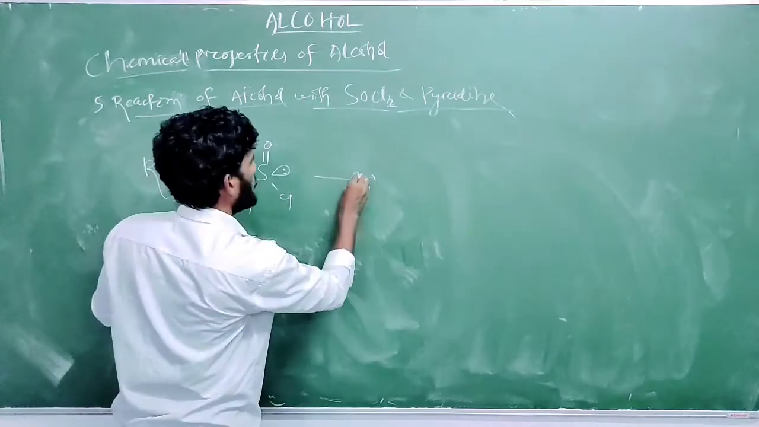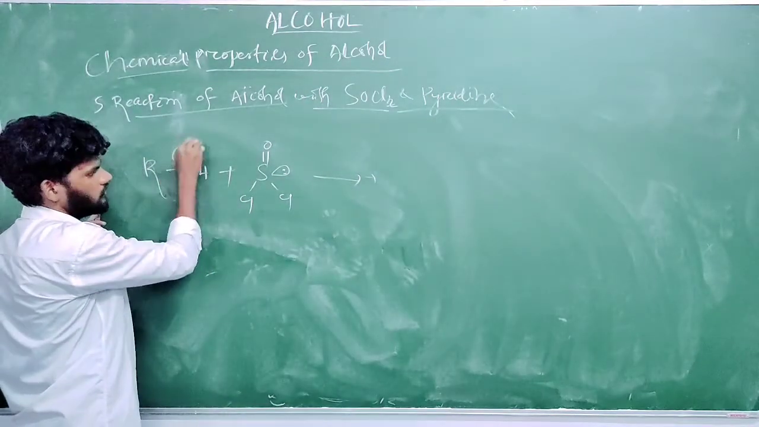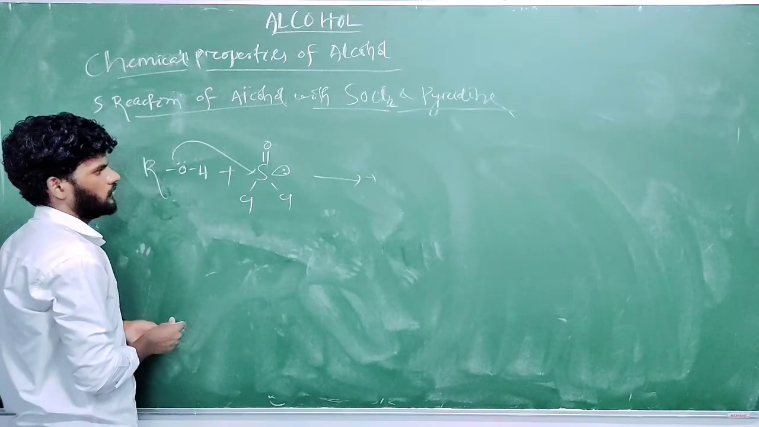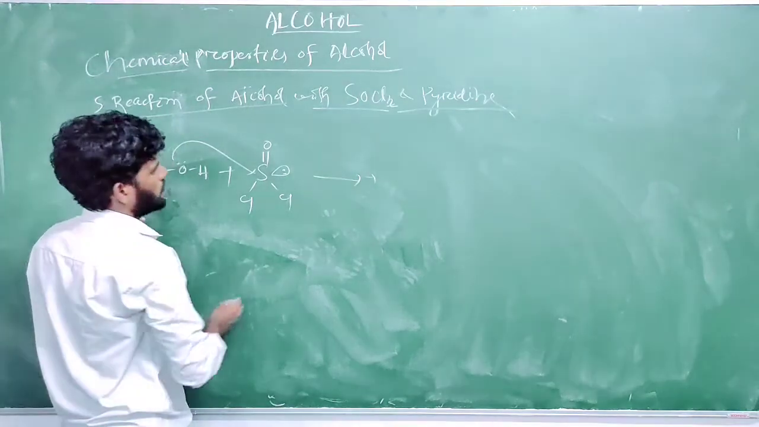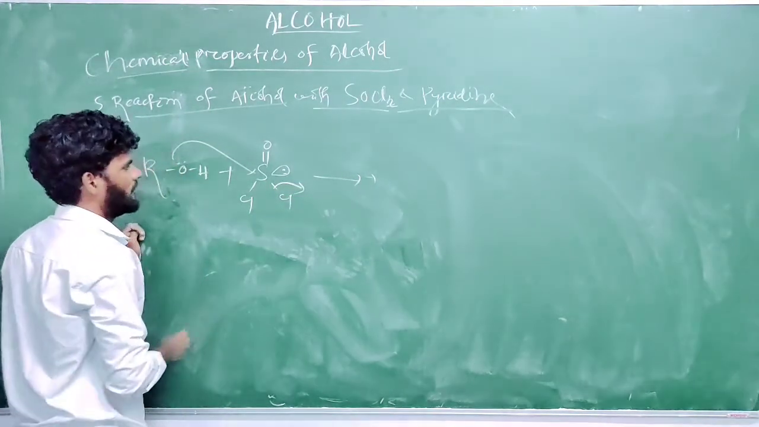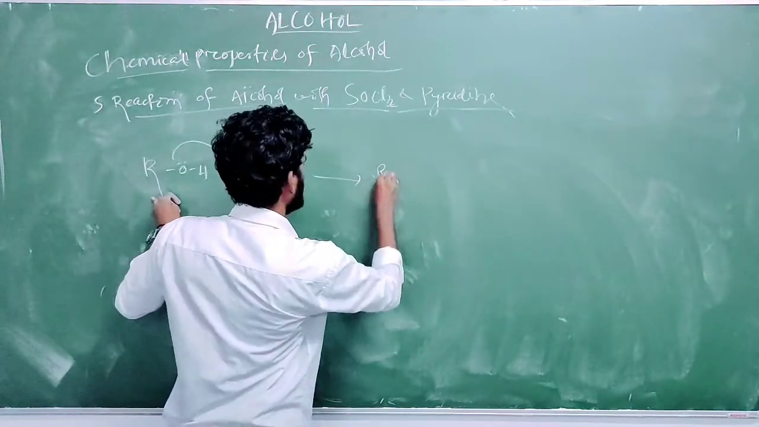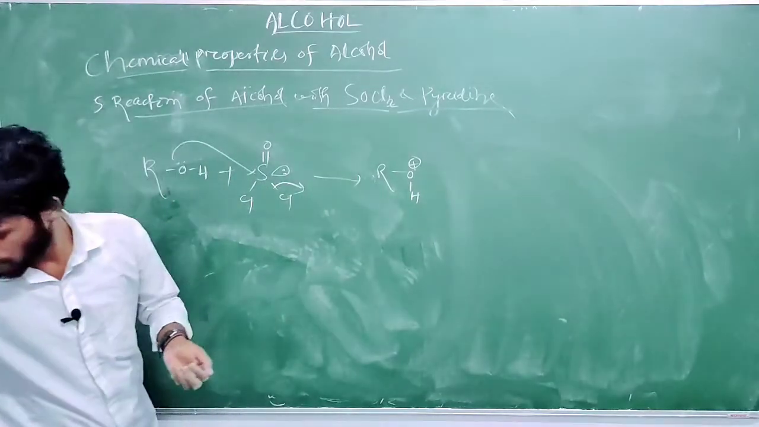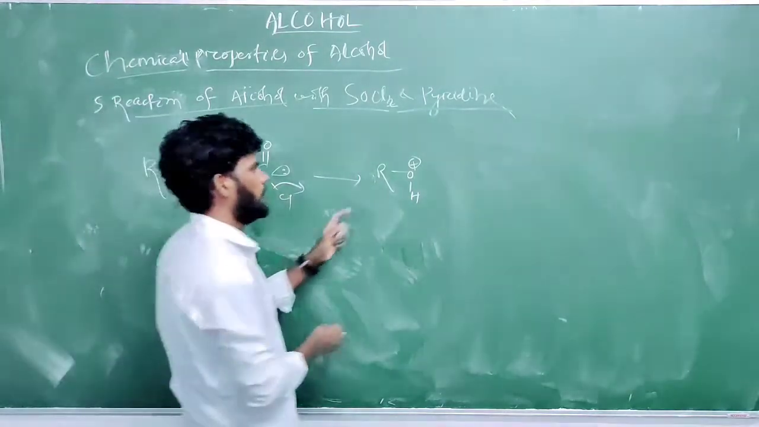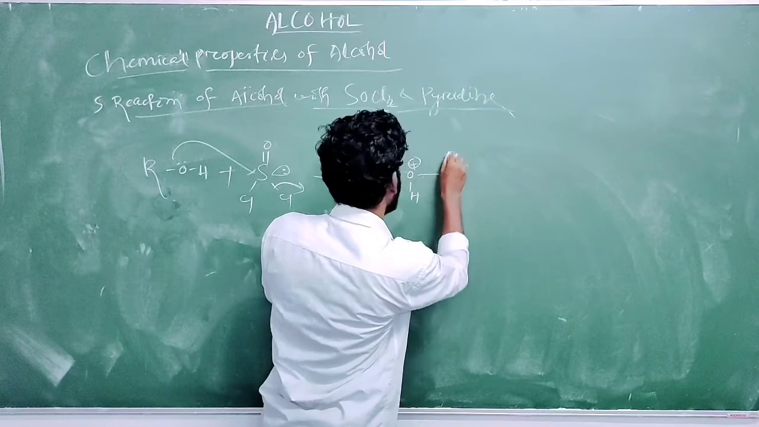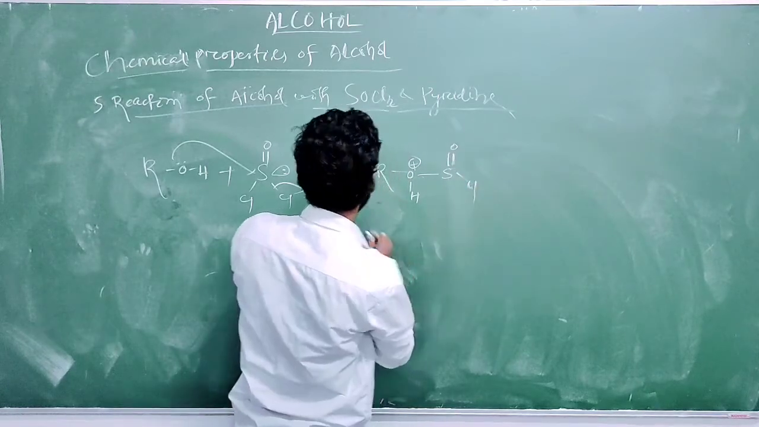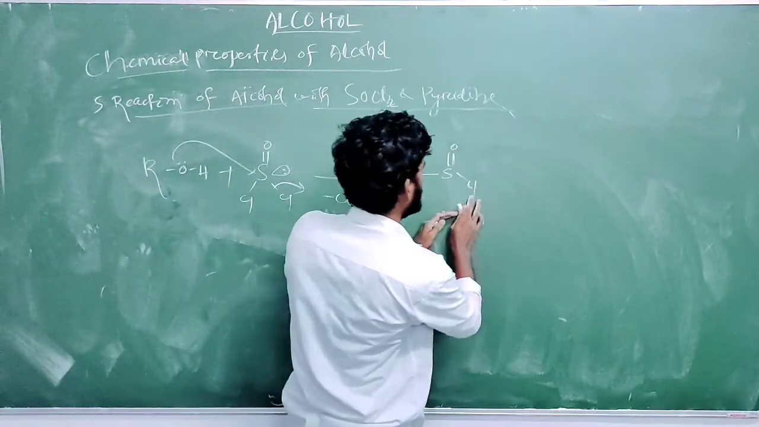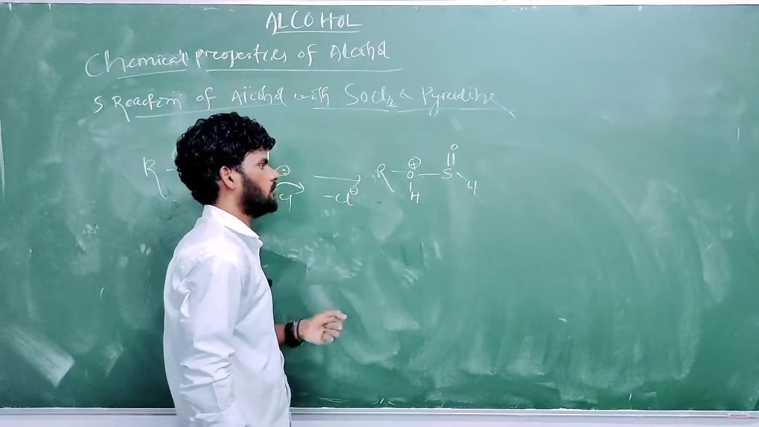So what will happen? The oxygen lone pair attacks the sulfur. The chlorine group releases. What will it form? ROH positive attached to sulfur, oxygen, chlorine. The chlorine group here releases as Cl minus. So this is chlorine. This is the transition state.